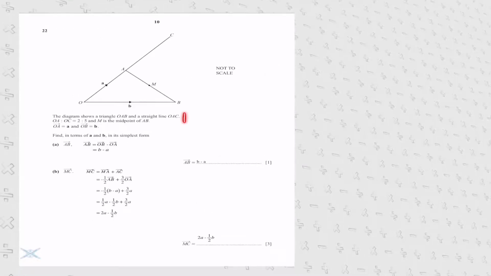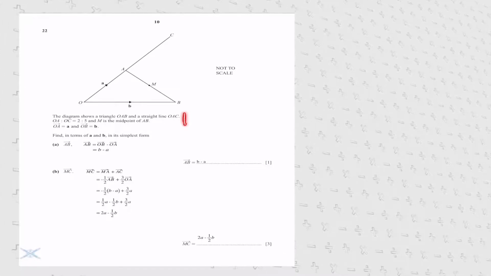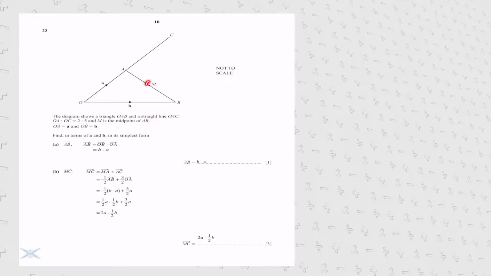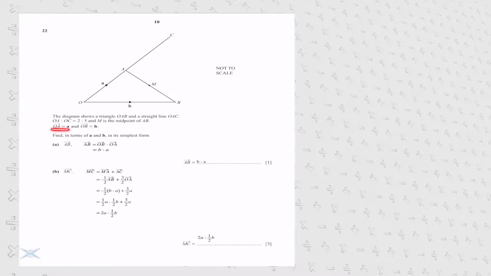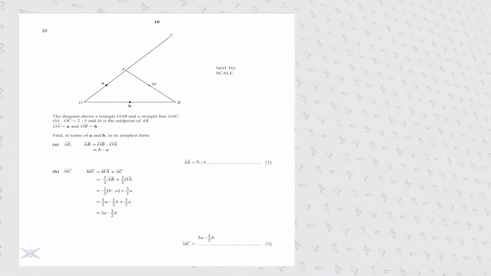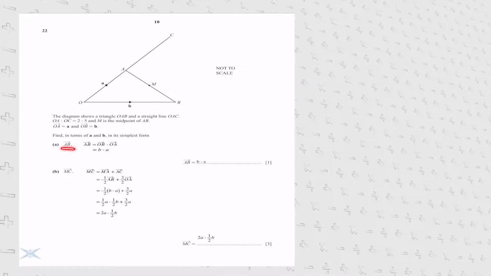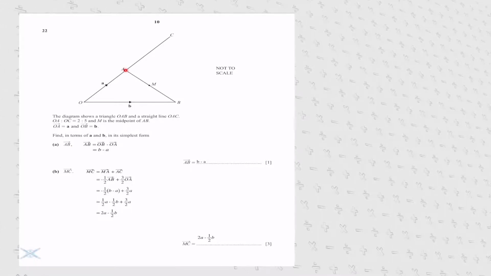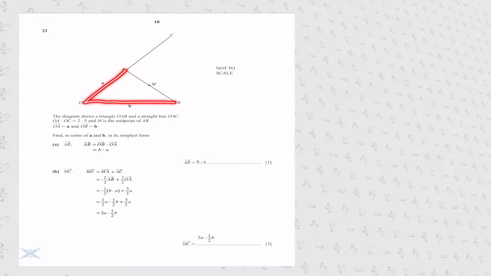Exercise 22 shows us a diagram of a triangle OAB and a straight line OAC, whereby the ratio of OA to OC equals 2 to 5, and M represents the midpoint of the line AB. Furthermore, the vector OA is represented by a and the vector OB is represented by b. In exercise A, we are required to find the vector AB in terms of a and b in its simplest form. So in order to get from A to B, using the terms a and b, we could simply follow this path here, which obviously leads us to the endpoint B.